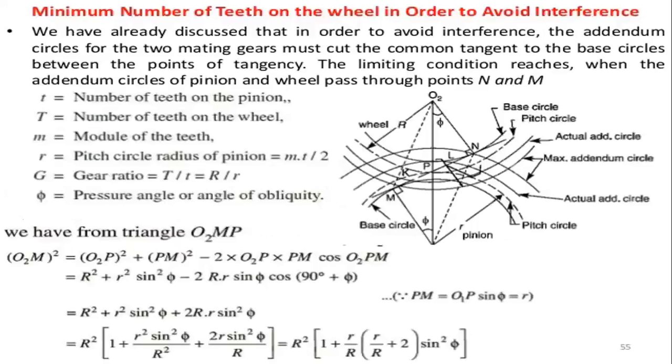So in that, the first one is the minimum number of teeth on the wheel in order to avoid the interference. So we avoid the interference by taking the minimum number of teeth on the wheel.